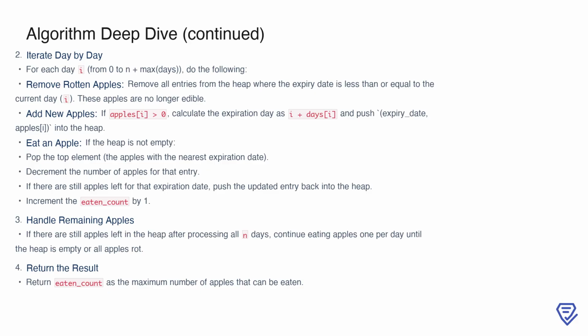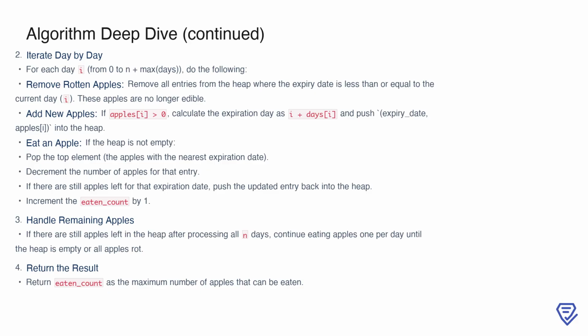On each day, the first step is to remove any rotten apples from the heap. These are apples whose expiration dates are less than or equal to the current day. Next, if new apples are available that day, we calculate their expiration date by adding the shelf life to the current day and push this information as a tuple into the heap.